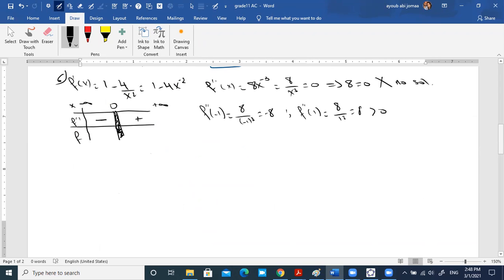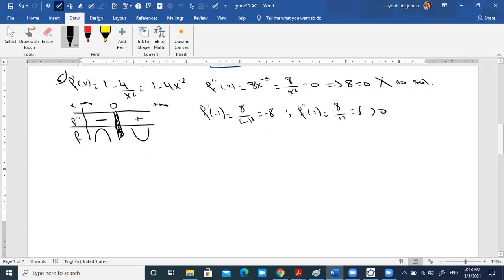Now for the concavity, I don't put increasing or decreasing, because this confuses them. Concavity: negative is concave down, sad face; positive is concave up, happy face. So here concave down, here concave up. Clear? So when it's negative the concavity is down, when it's positive it is up.